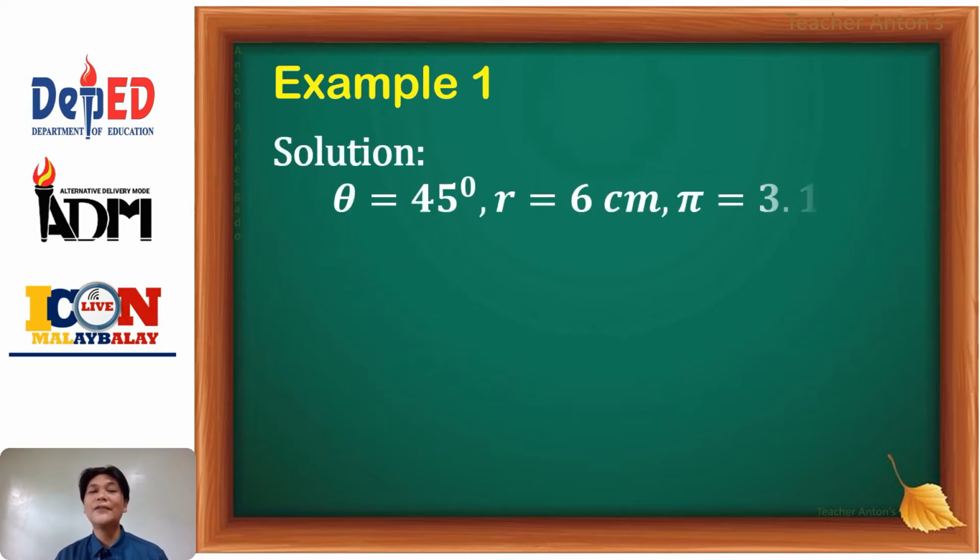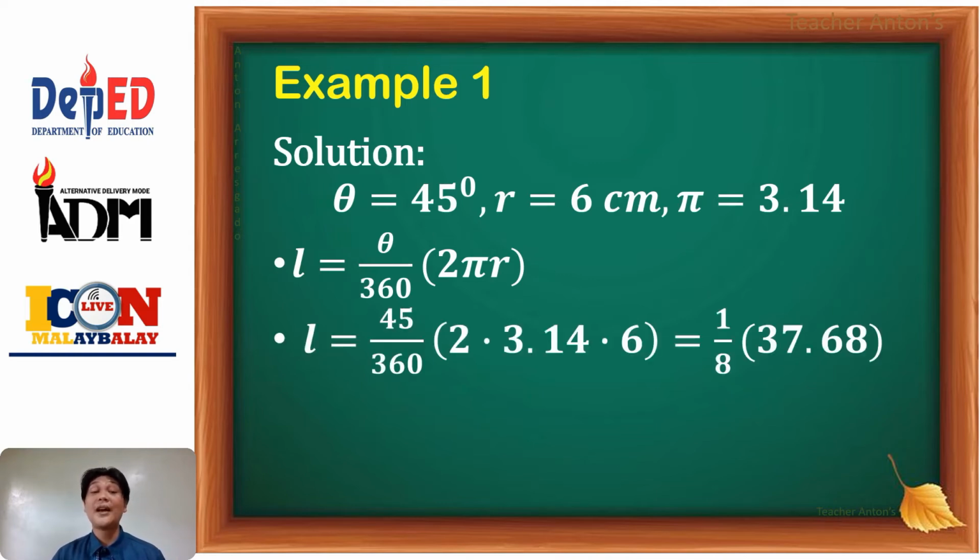Taking all of this, let us substitute the givens into the formula. The central angle is 45, pi is 3.14, so 2 times 3.14 times our radius, which is 6 centimeters. Then we solve 45 over 360. If we reduce that to lowest terms, it is equal to 1/8. And 2 times 3.14 times 6 is 37.68. Please do the calculations later. Please screenshot this portion of the video.